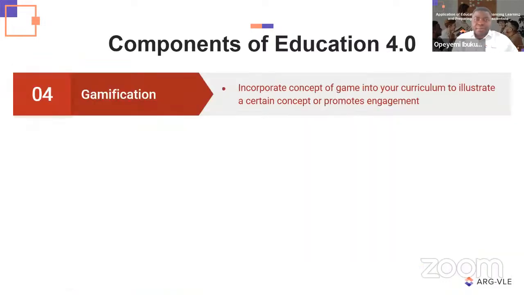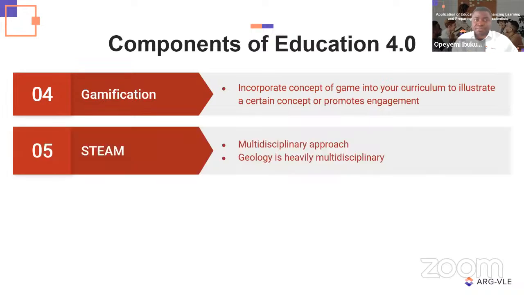The 4th component is gamification, incorporating the concept of game into your curriculum to promote engagement or to explain a complex concept. Then multidisciplinary, where we have STEAM: science, technology, engineering, arts, and maths. And the beauty about geosciences is that it's heavily multidisciplinary. So it's a combination of all 5. If you do mapping, there's no way you're not an artist. You can draw. So it incorporates all.